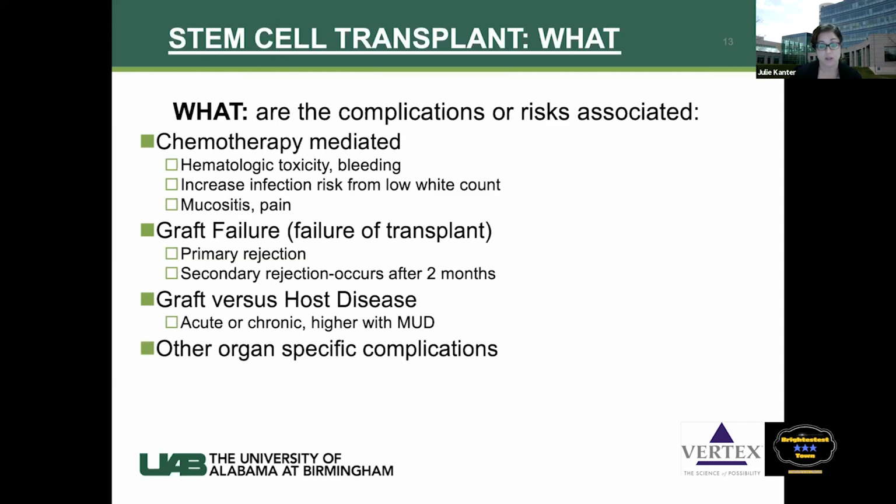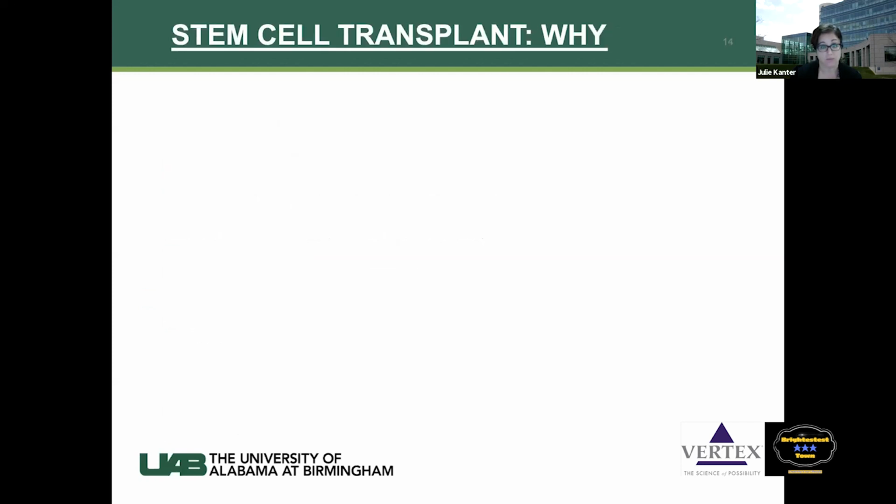And there are other organ-specific complications. The main one here is fertility. We know that most chemotherapy will cause individuals to become infertile. There are neurologic complications that are especially high risk in individuals with sickle cell. And there are possible liver complications as well. Finally, some of the chemotherapy can cause cardiac or pulmonary complications.